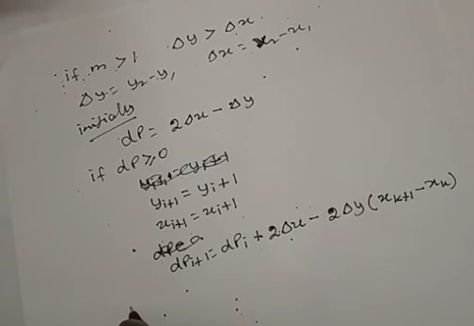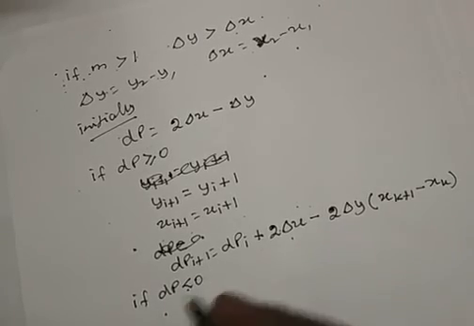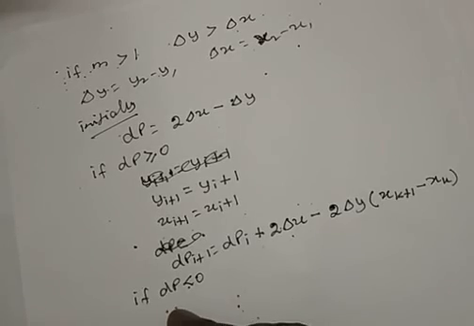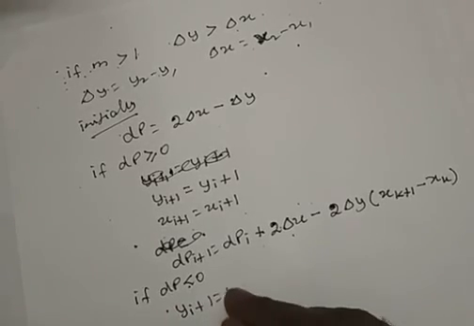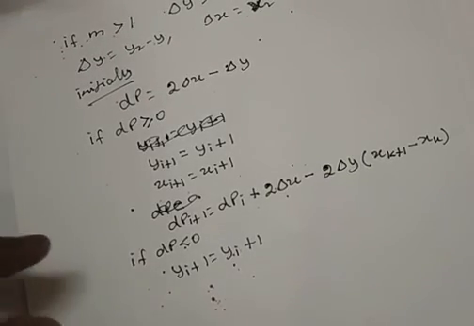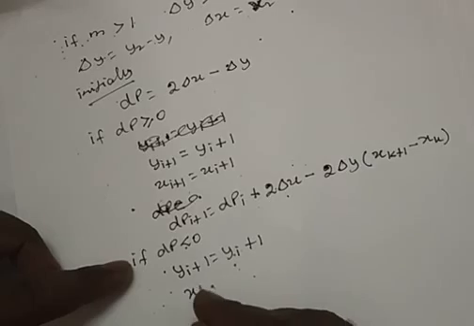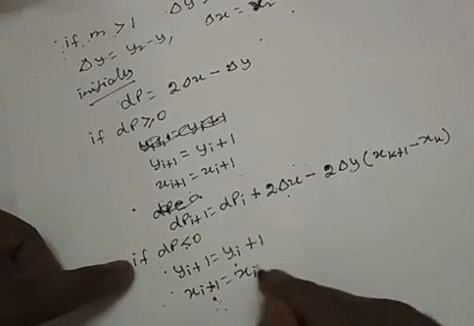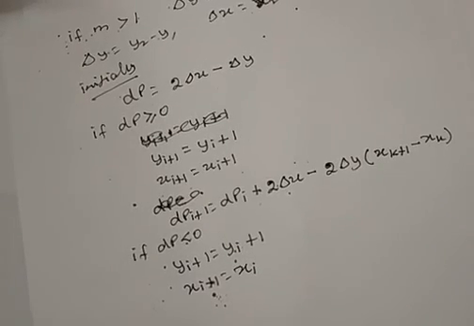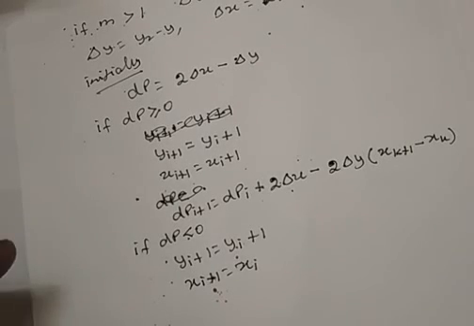Suppose dp value is less than 0. Then you compute yi plus 1 is equal to yi plus 1. So yi doesn't have any issues here. But xi plus 1 is equal to xi. That means the x value is not getting incremented. So when m value is greater than 1, only y is incremented in unit terms, whereas the x value is decided based upon the decision parameter.